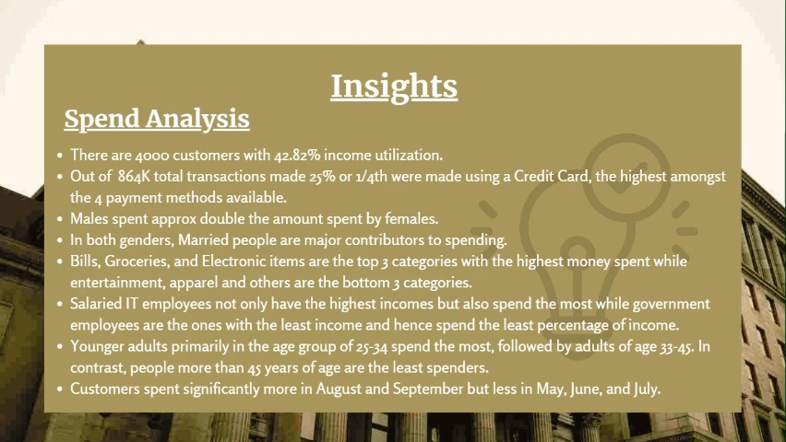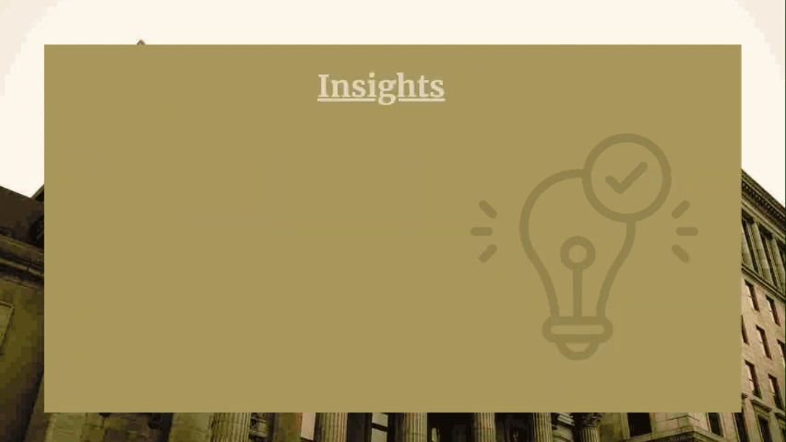Salaried IT employees not only have the highest income, but they also spend the most, while the government employees have the least income and hence spend the least percentage of their income. Younger adults, primarily in the age group of 25 to 34, spend the most, followed by adults of age group 35 to 45. In contrast, people who are more than the age of 45 are the least spenders. Customers spend significantly more in August and September, but less in May, June, and July.